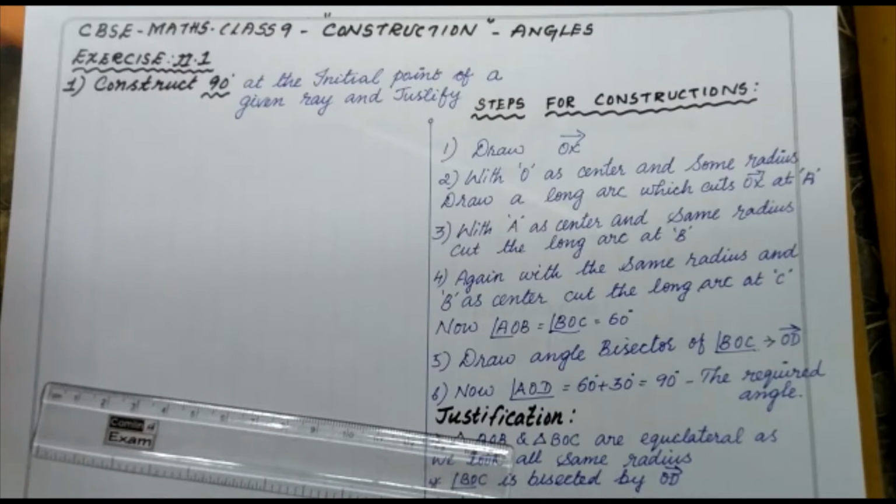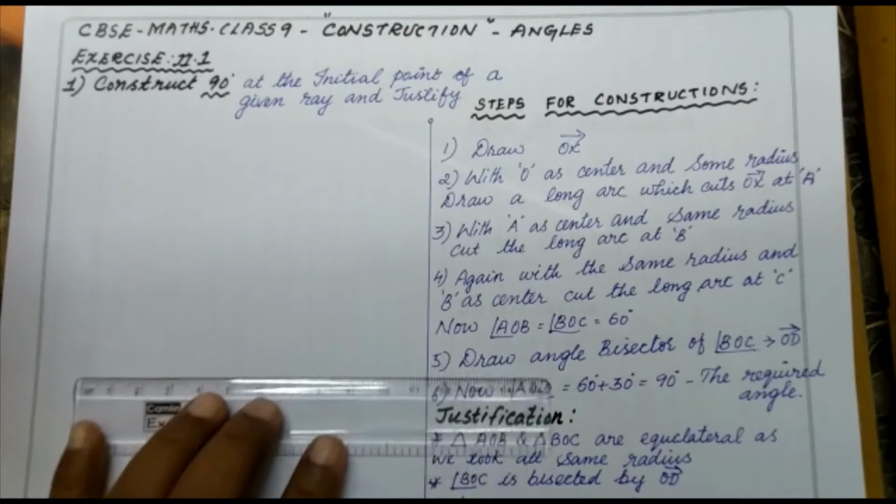Today's video we are going to see exercise 11.1 question number 1, constructing 90 degree at the initial point of a given ray. Why have they specified that at the initial point of the given ray? Because when you draw a perpendicular bisector, it is also 90 degree, but it will be at the mid of the line segment. So now we are going to construct the 90 degree at the initial point.